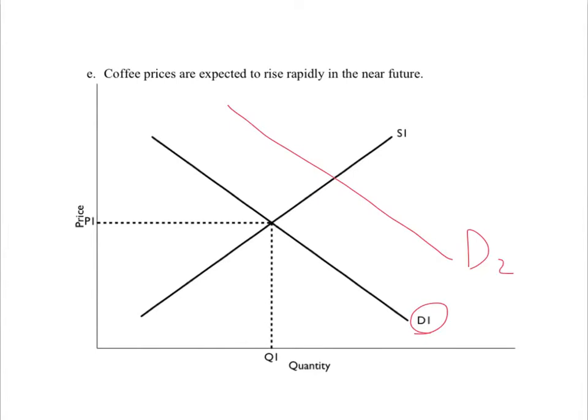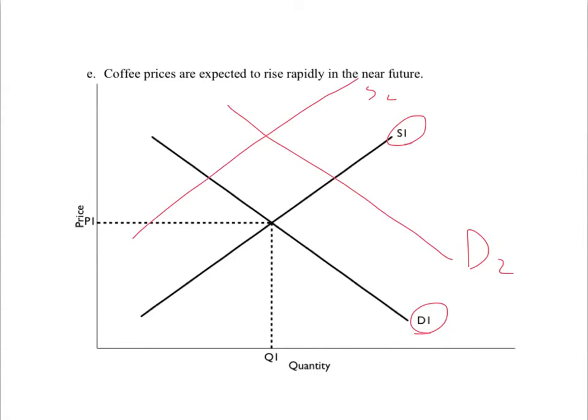At the same time, if you're a coffee producer, you don't want to sell your coffee now. You want to wait and sell the coffee later at the higher price. And so we would expect the supply, today's supply of coffee, to fall to S2. Again, that's to postpone the selling of our coffee.